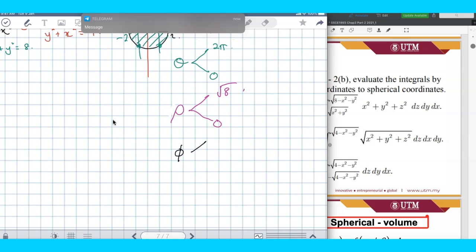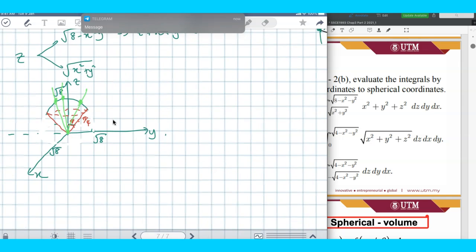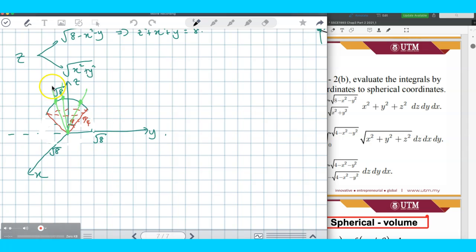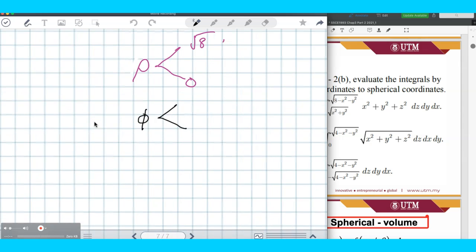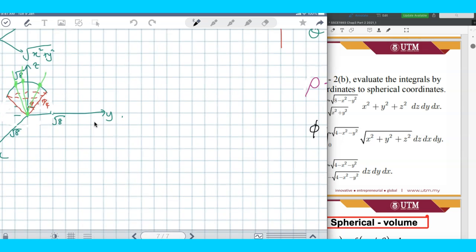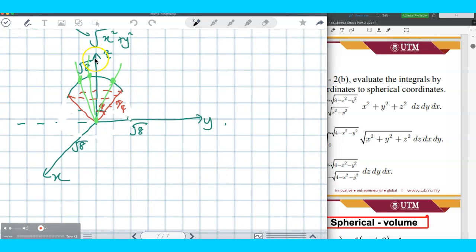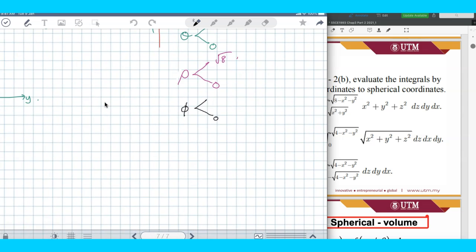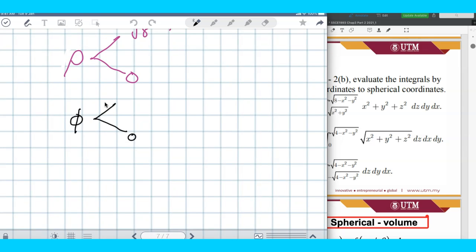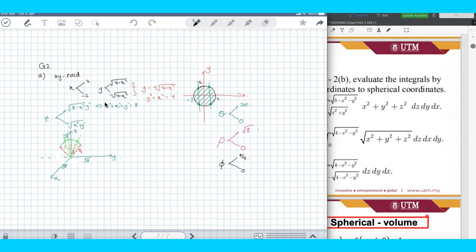So the limit of phi, again, look at your cone. Phi always tells you the cone shape. So the cone is given by this equation, where this equation always equals phi equal to pi over 4. Since your cone is exactly lying along the positive z-axis, your smallest phi should be 0 and the highest phi is pi over 4. So then we plug in to the integration.